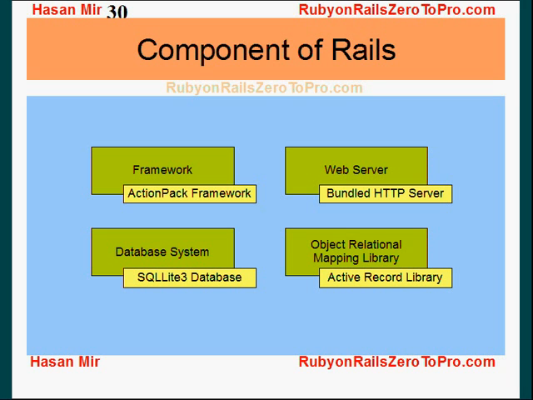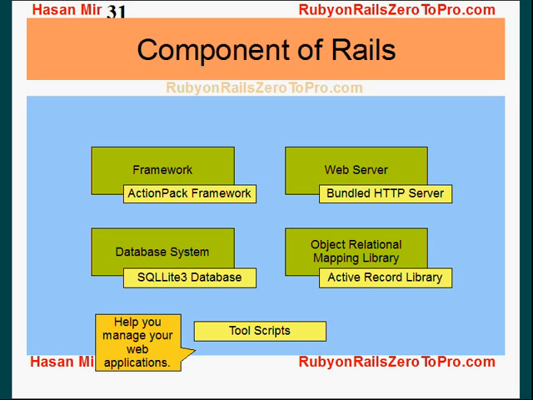The framework that comes with Rails is called Action Pack Framework. Database that's built into Rails is called SQLite 3 database. It has bundled HTTP server working as a web server. Object relational library that comes with Rails is known as Active Record Library. Beside these four components, Rails also include tool scripts. You can use tool script to manage your web applications.